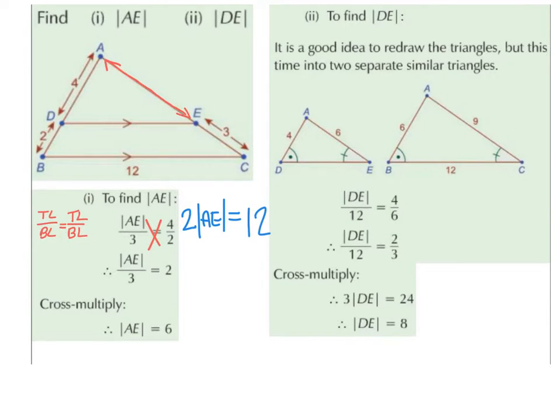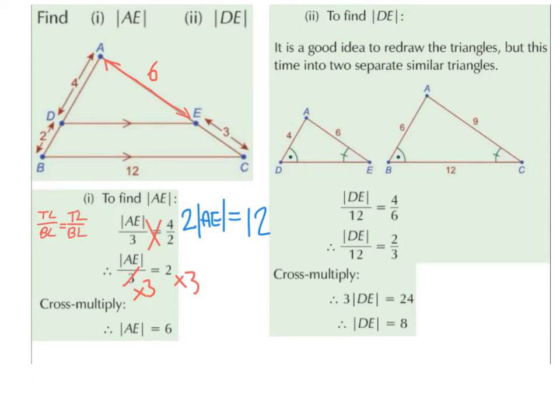What they did in this example was they said 4 divided by 2 is 2, and then they multiplied both sides by 3 so that cancelled out, and 2 times 3 is 6. So it doesn't matter which way you do it. So now we know that AE is equal to 6, and now we want to find the length of DE.